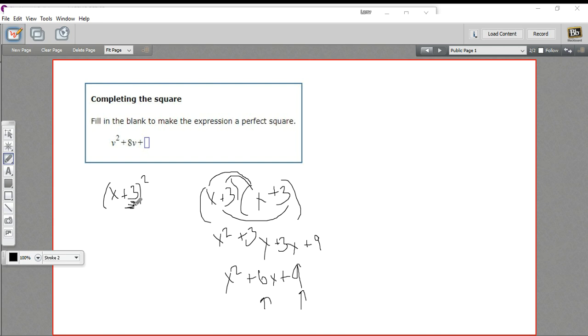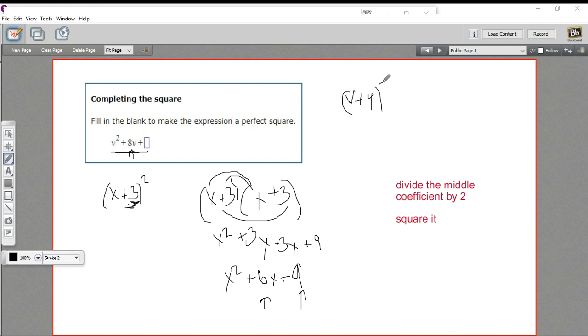And this is the magic number for squaring a binomial. To get that magic number, if we're starting from this end, all we have to do is take our middle coefficient and divide it by 2, and then square it to get what goes in the blank. So our steps are: divide the middle coefficient by 2, and then square it and use that to fill in the blank. So v squared plus 8v plus something. Well, 8 divided by 2 is 4. So 4 is our magic number, and this should be v plus 4 squared.